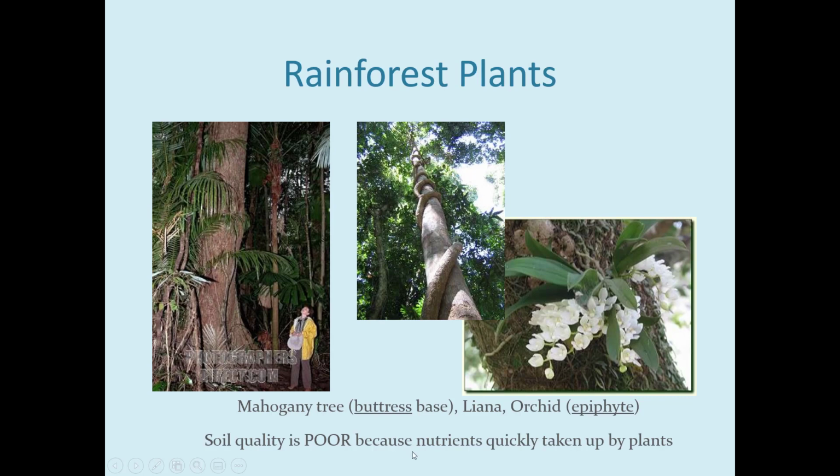Soil quality is poor because nutrients are quickly taken up by the plants. So it's kind of like a conundrum in your brain: how can you have high productivity but have no nutrients in the soil? It's because it's so warm here and there's so much moisture available that the second something hits the ground, it's decayed in no time at all, and the plants immediately take up those nutrients. So there's not a lot left in the soil.